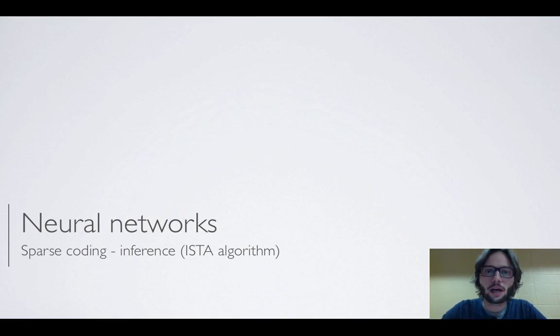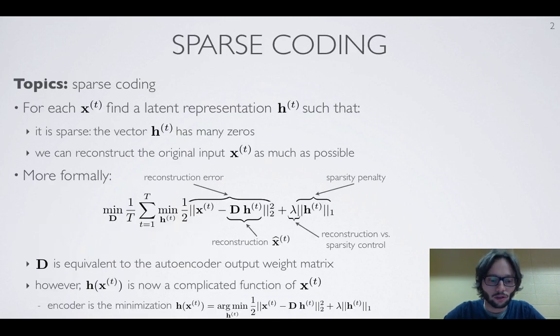In this video, we'll see how we can perform inference in the sparse coding model and compute the latent representation for a given input. So we've seen the objective in sparse coding. We're trying to find a dictionary matrix such that we can encode each of our training inputs into a representation which contains information about the original input and is also sparse.